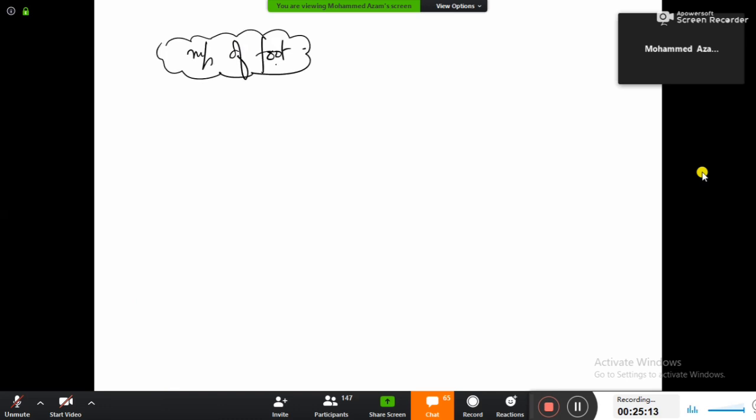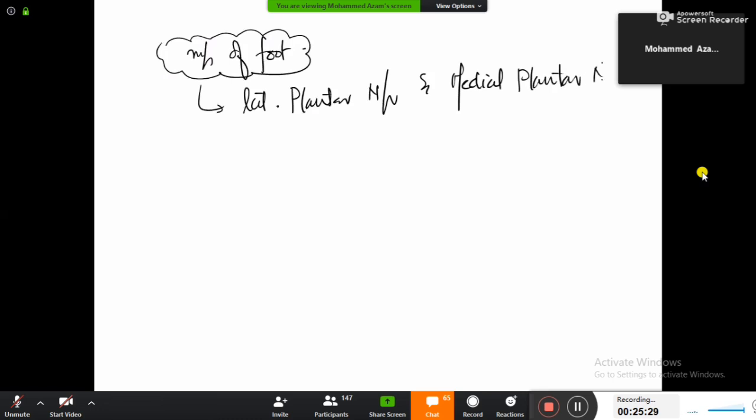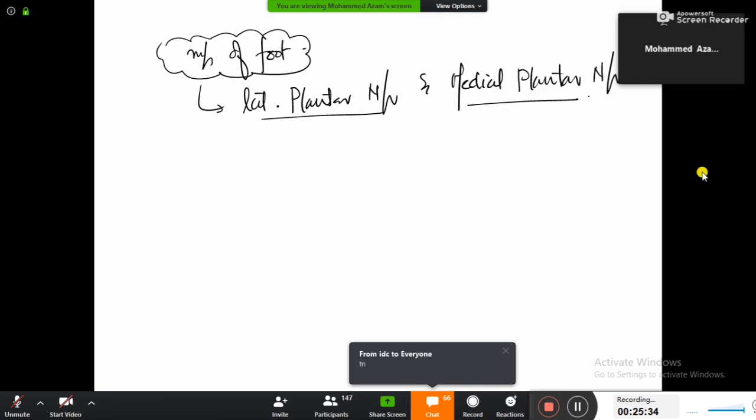Then what do you have to learn in the muscles of the foot right now? Only remember, all the muscles will be supplied by two nerves. One will be the lateral plantar nerve. Another one will be the medial plantar nerve, sir. And in the last class, I told you already, these two nerves are the branches of, come on, answer me. Very good. These two nerves are actually the branches of your tibial nerve only.